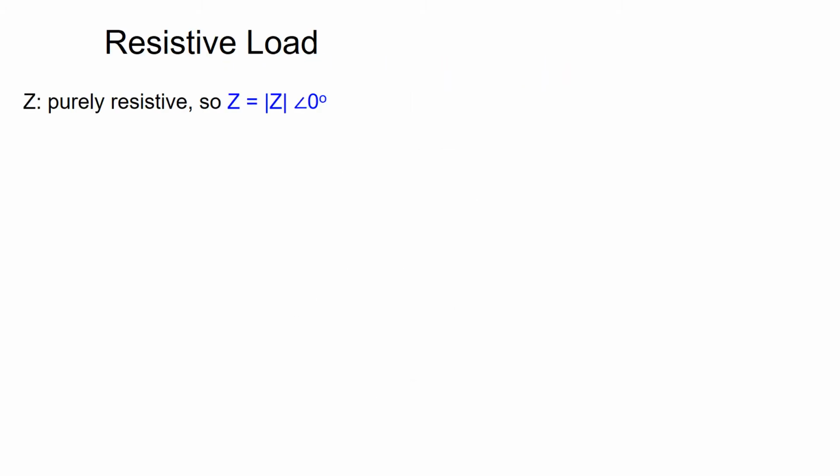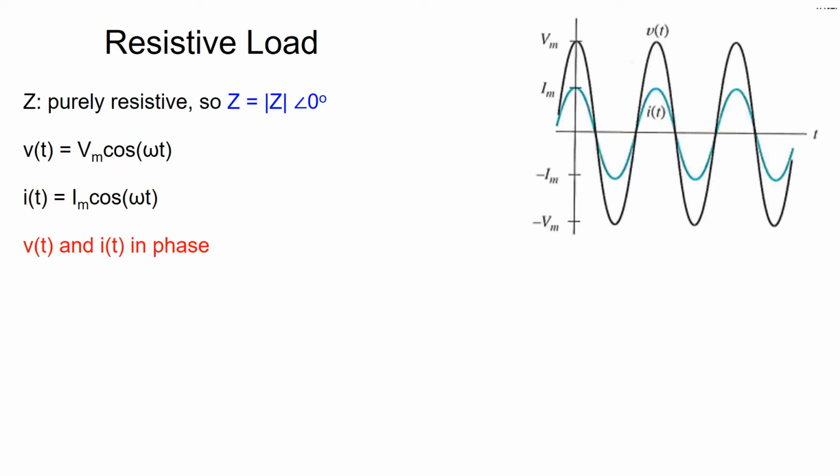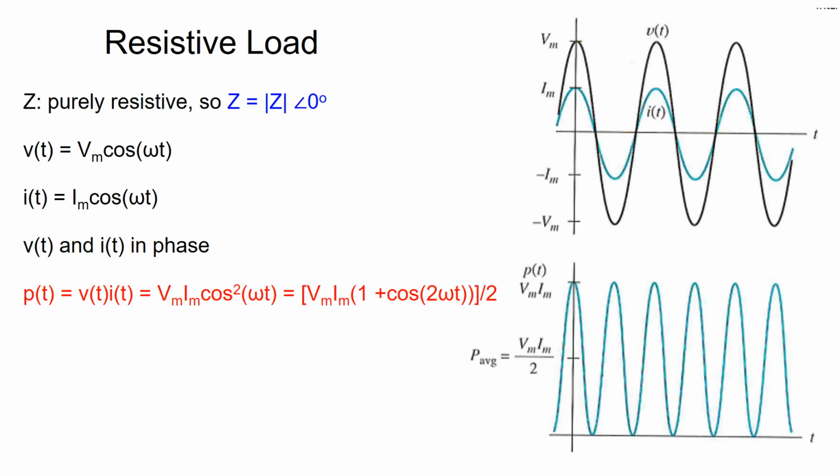When the load is purely resistive, it means that the impedance is real, so its phase angle is 0. Because of this, if the voltage is v as a function of time equals V sub m cosine omega t, then i as a function of time is equal to I sub m cosine omega t. And the voltage and current are in phase as shown in the graph at the top right. The power used by the load is the product of the voltage and the current, and it can be written as V sub m, I sub m times 1 plus cosine of 2 omega t all over 2, and this is shown in the graph.